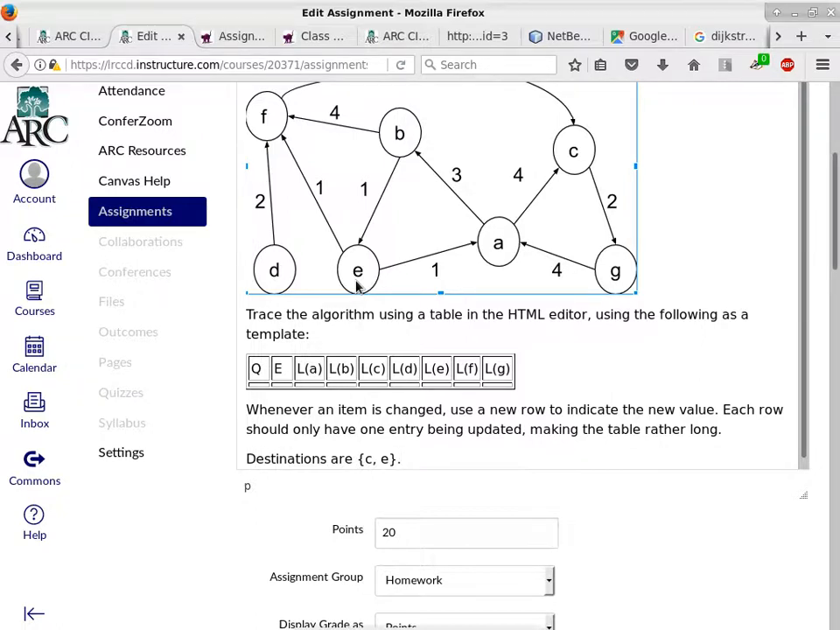So you can have a digraph to emulate the effect of an undirected graph. Yep. And let's just trace the algorithm using the table in the HTML editor. I was wondering what does Q and E mean. Aha! Okay, so that's something that we're going to talk about.